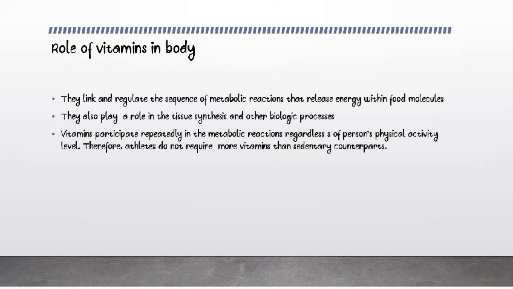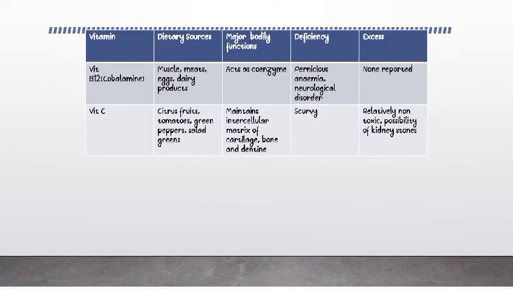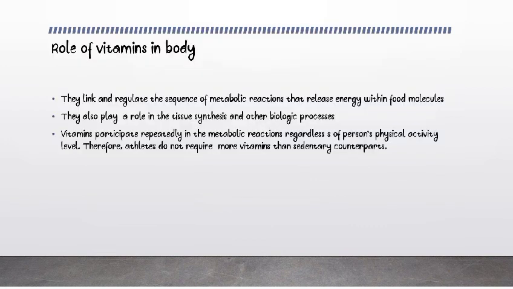Therefore, athletes do not require more vitamins than their sedentary counterparts. On other assignments, what is sedentary? You got to know that. Let me explain this before I go to the next slide. They link and regulate the sequence of metabolic reactions. We said vitamins help in metabolic reactions and metabolic activities at the initial definition. We said they also play a role in tissue synthesis and other biological processes.